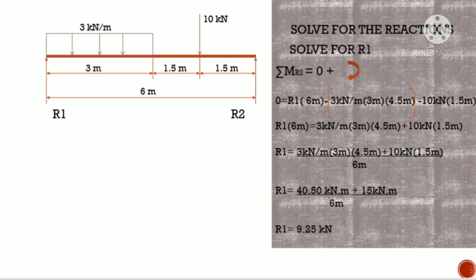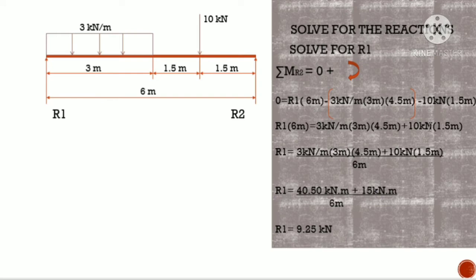So, paano natin nakuha yung 4.5 meters? Kasi hahatiin, basta uniformly distributed load, ang distance niya from the pivotal point is nasa gitna. Since 3 meters siya, nasa gitna, that is 1.5, 1.5, and then 1.5. So that is 4.5 meters ang kanyang perpendicular distance.